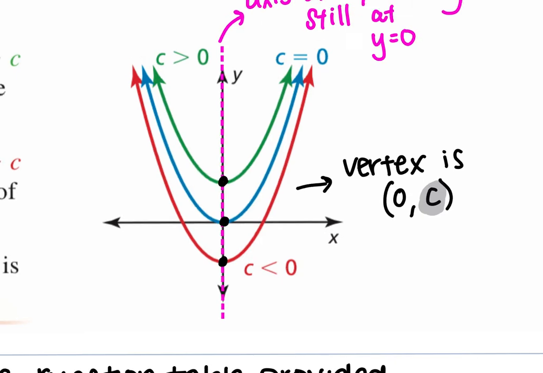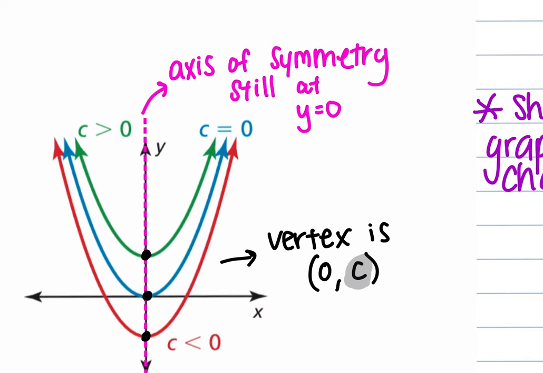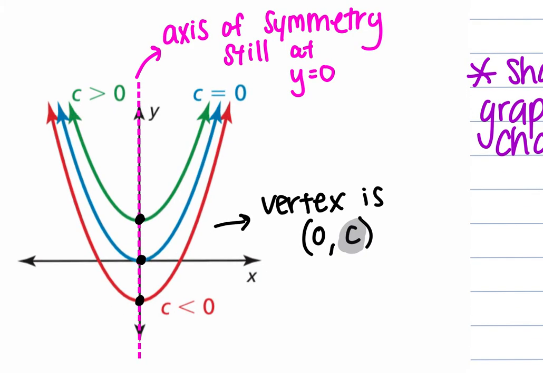Our axis of symmetry, though, will still always be at, please cross that out, the y equals 0, and change it to x equals 0. Okay? It's still going to be at x equals 0 because you're not shifting it horizontally at all, okay? It's still going to be down that line x equals 0.